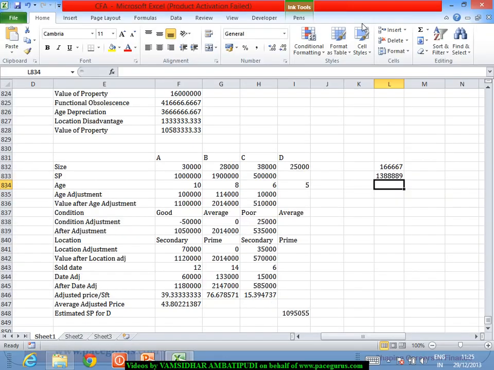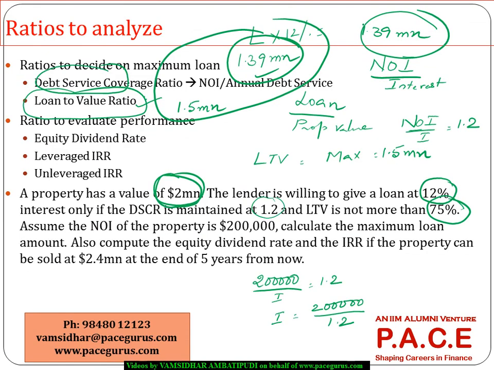In this case, I can now look at that being the debt. The debt is 1.39 million and the equity is 2 million minus this. So this is the debt, this is the equity. Fair enough. Now to evaluate the performance, we look at the various ratios.